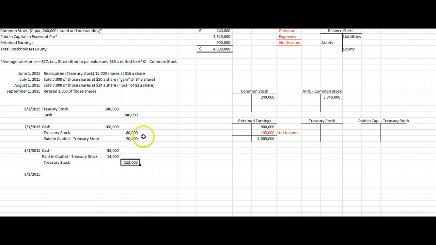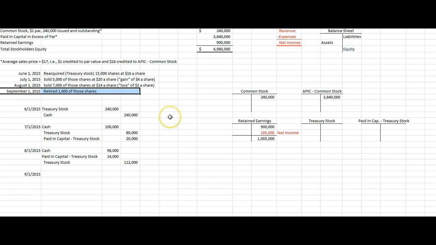We're going to use up some of this paid-in capital from treasury stock whenever we sell at a loss. If we didn't have this credit balance over here, we would debit retained earnings instead of paid-in capital from treasury stock. So when we sell treasury stock at a quote-unquote loss, we're first going to reduce any gains we previously recorded, and once we use all those up, we'll start eating into retained earnings and decreasing those with debits to reflect those quote-unquote losses.